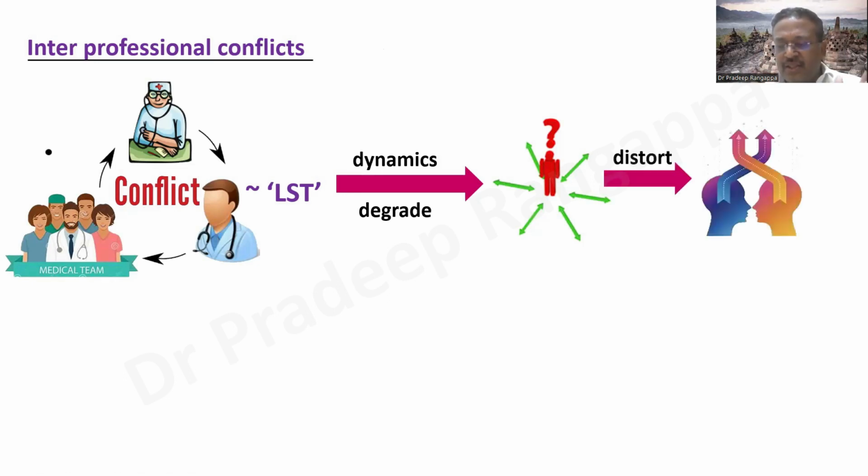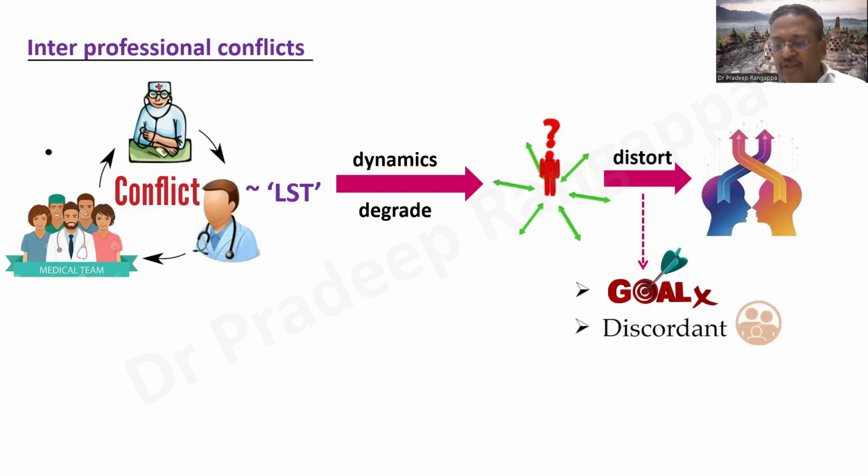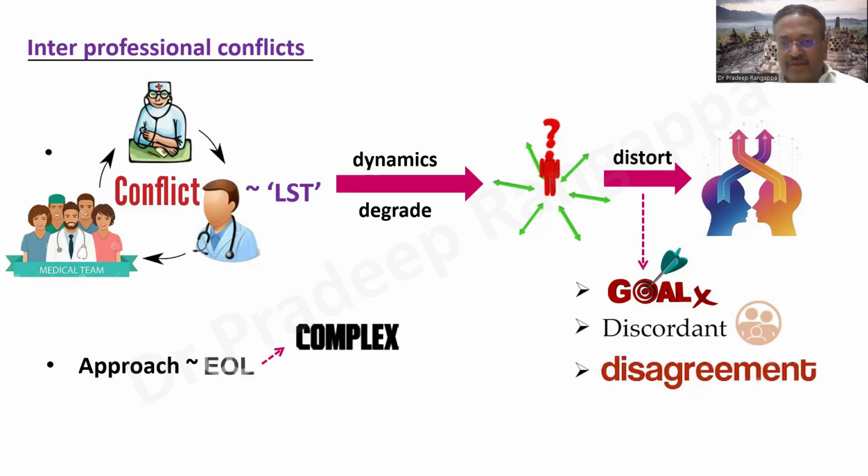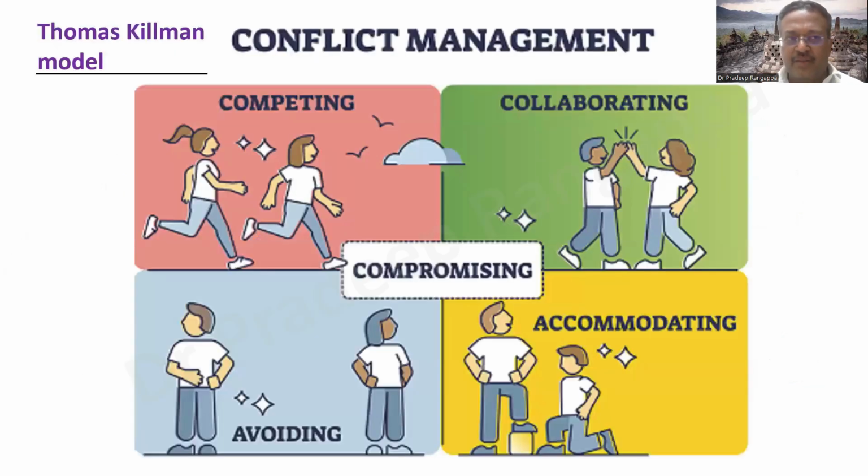So there is no shared decision making because there is a divergence or non-concurrence between the treating teams with regards to life sustaining therapy, where the goals are differential and not set, and there are discordant views and disagreement within the family members or between the treating teams. All this leads to conflicts. As referenced in the literature, the approach to end of life is complex and highly variable. So there is something called the Thomas-Kilmann model for conflict management.